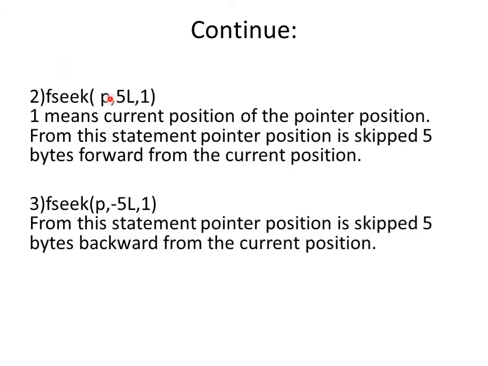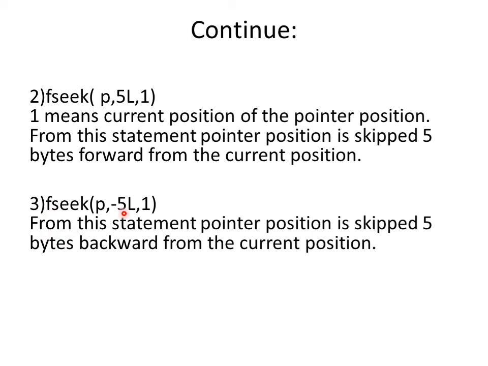Similarly, I am giving another example: fseek(fp, 5L, 1). 1 means the current position of the pointer. Think the cursor is here: this one is the beginning and this is the current position. From here it will start moving, and 5L means after 5: 1, 2, 3, 4, 5. After this it will start reading. That means 5 bytes have been skipped forward from the current position.